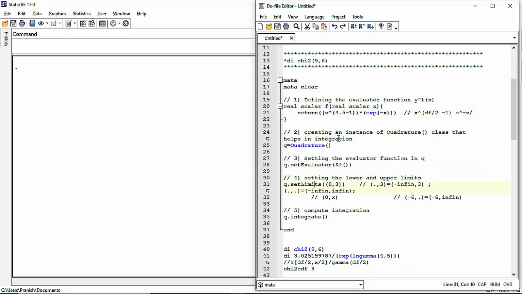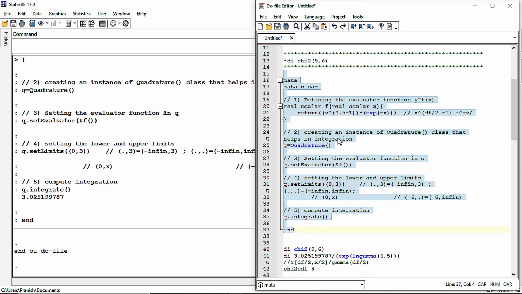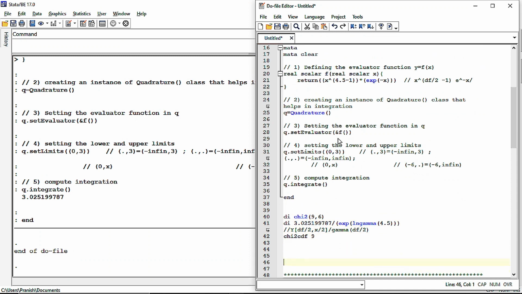Half the value of x is 6 divided by 2, which is 3. So we integrate from 0 to 3. Our lower incomplete gamma function is this one: x to the power half the degrees of freedom minus 1 and e to the power minus x. Let us see what we get. What is the value of the lower incomplete gamma function? It is 3.02, which we have substituted over here.